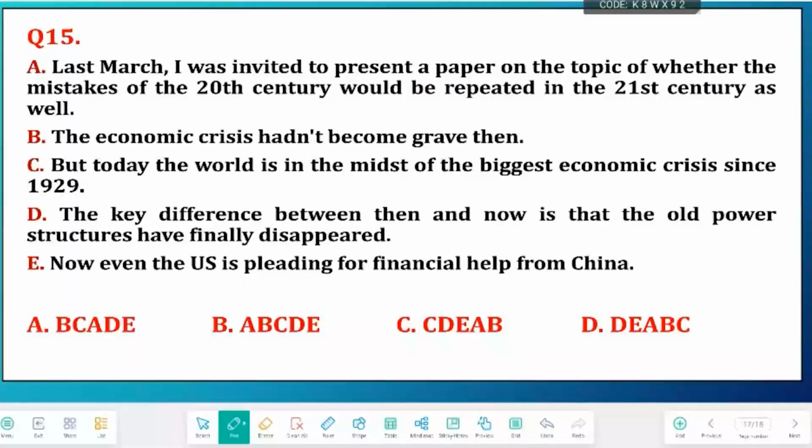Last March, I was invited to present a paper on the topic of whether the mistakes of the 20th century would be repeated in the 21st century as well. The economic crisis hadn't become grave then, but today the world is in the midst of the biggest economic crisis since 1929. But the key difference between then and now is that the old power structures have finally disappeared. Now even the US is pleading for financial help from China. Again, a five statement parajumble. You roughly have a couple of minutes to solve this, and your time starts now.